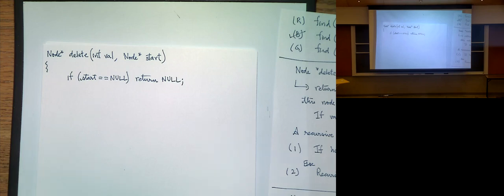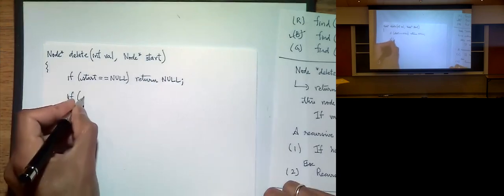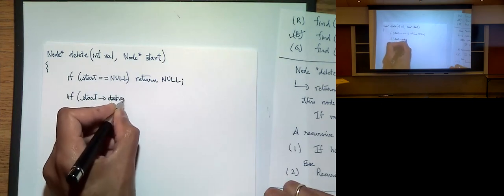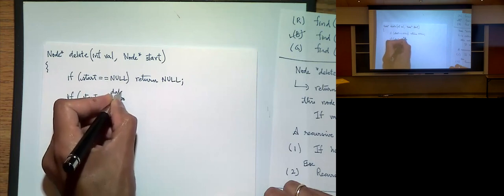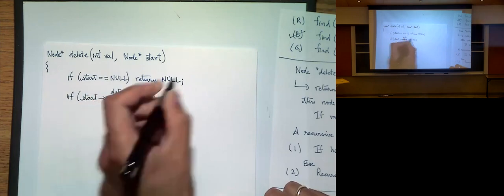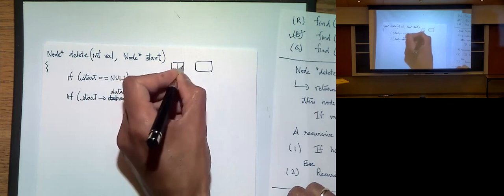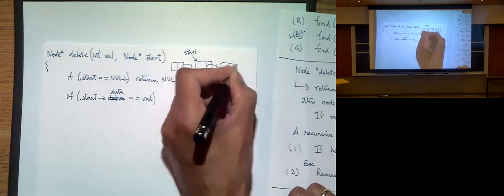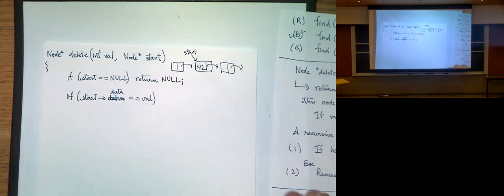Yeah. What next? Are we checking if the node after start has the data? Checking the node after start has the data, or do we check if the node at, okay, so we could do that. But what if the node at start has the data? Okay, so check for that. Start arrow data is equal to val, right? So we have some list somewhere here. This is start. And 42 is here. Okay, so now what?